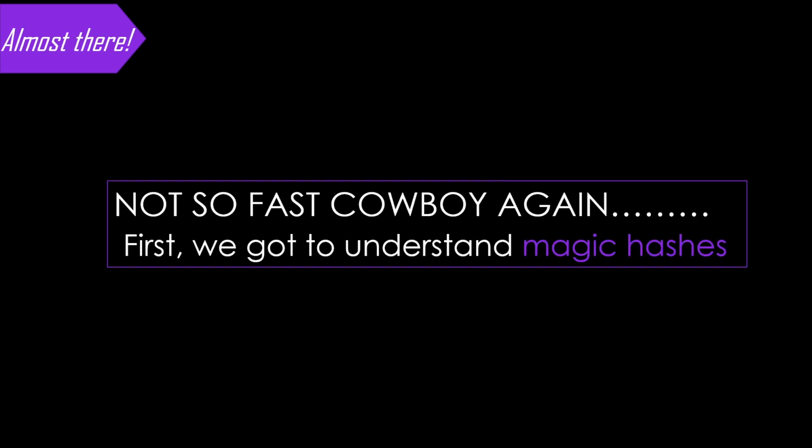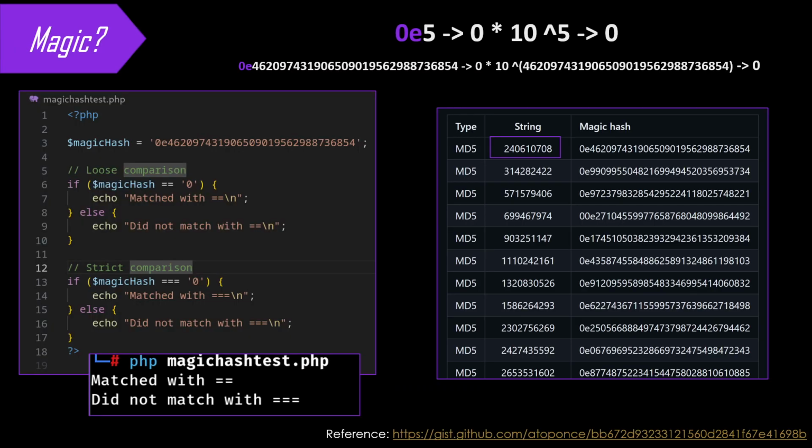Now, before we exploit, we must understand how magic hashes work. So what is this magic hash that I keep mentioning? To put it simply, a magic hash is a hash value that is usually either MD5 or SHA-1 that, due to PHP's type juggling, equates to 0 when compared with a number using loose comparison. Let's delve more into how this works. As you can see in my script on the left, what happens when a so-called magic hash is loosely compared to the number 0 in PHP.